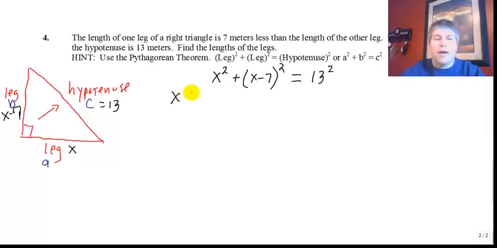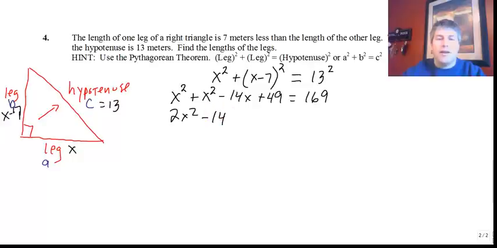So we end up with x squared plus, now x minus 7 quantity squared, this is one of our perfect square trinomials, our multiplication pattern. We should have that memorized. It's definitely not x squared plus 49. It is actually x squared minus 2 times a times b, so minus 14x plus 49 equals 169. So x squared plus x squared, we get 2x squared minus 14x. I'm going to subtract 169 from both sides, and we get minus 120 equals 0.